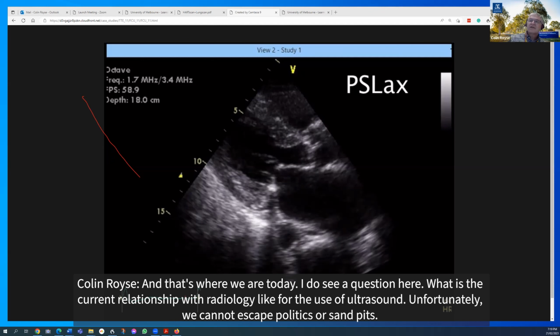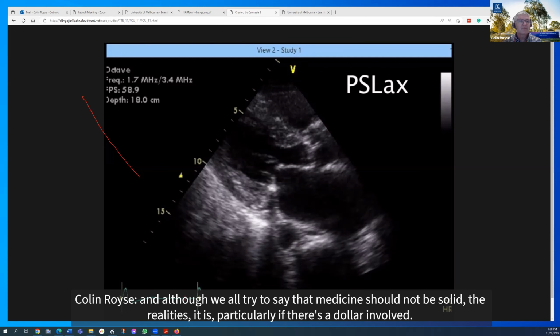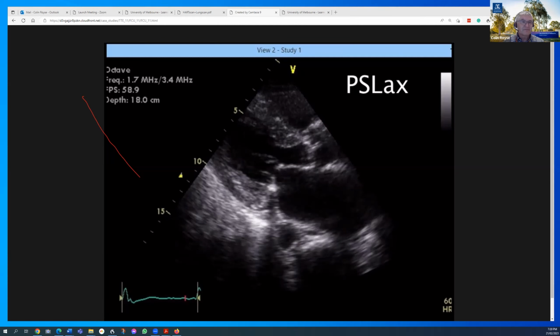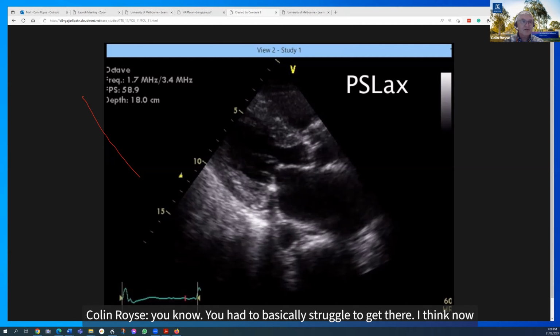I do see a question here. What is the current relationship with radiology like regarding the use of ultrasound? Unfortunately, we cannot escape politics or sandpits. And although we all try to say that medicine should not be siloed, the reality is it is, particularly if there's a dollar involved. So I think it very much depends where you are and what relationships you've built. When I go back 20 years ago, it was a sandpit fight. You basically had to struggle to get there.